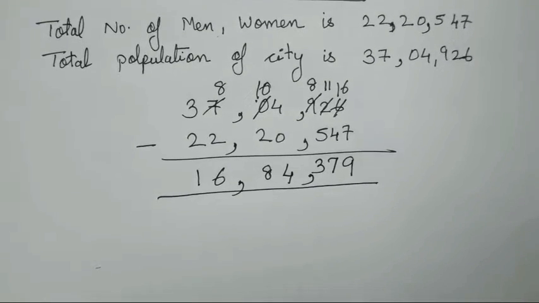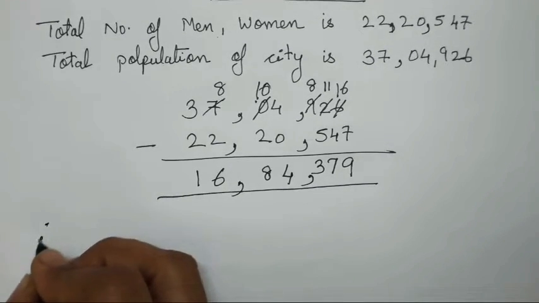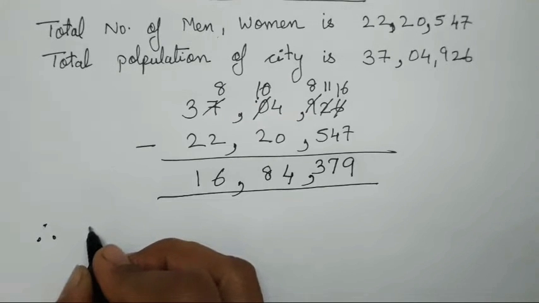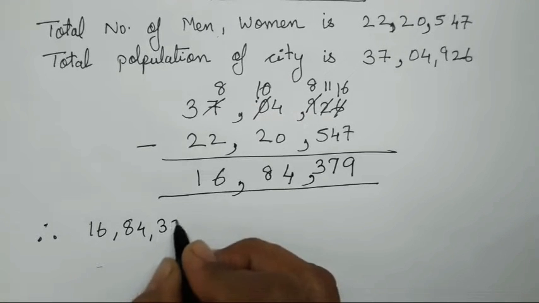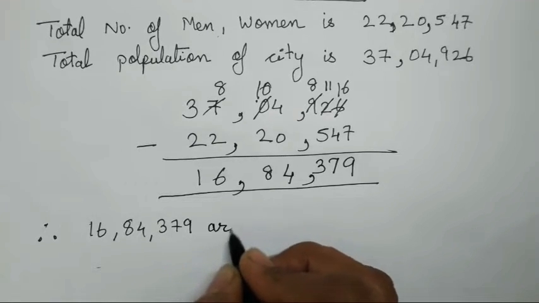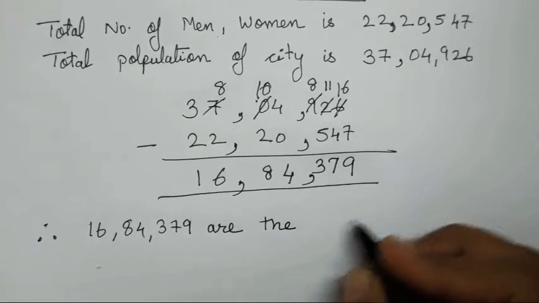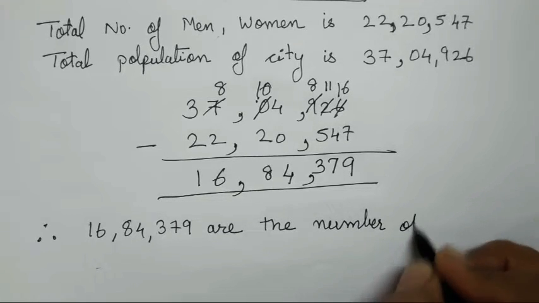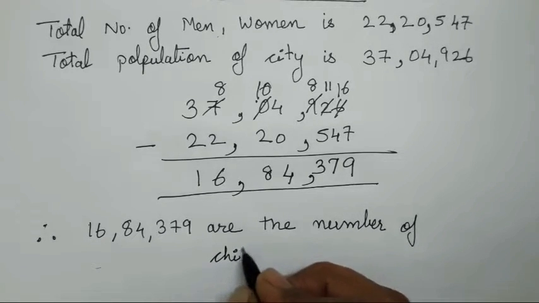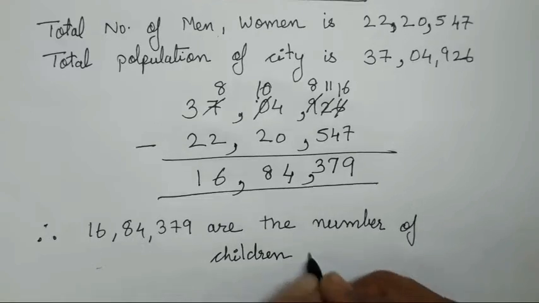Okay, so we have got the answer. These many children are there. So therefore 16,84,379 are the number of children. Got it, children? How you all have to solve this?